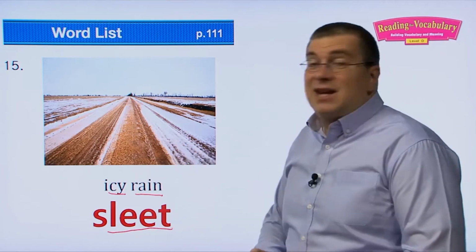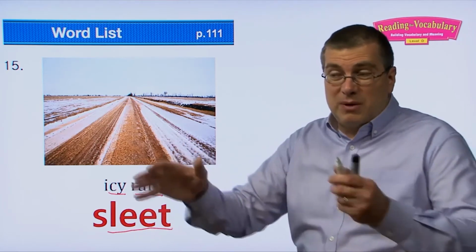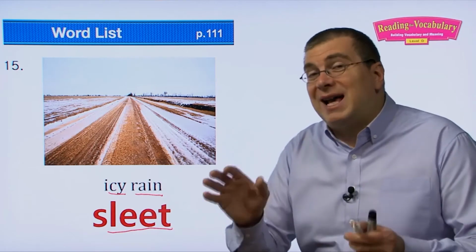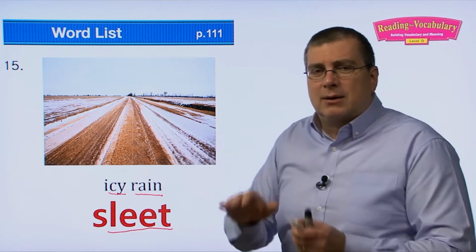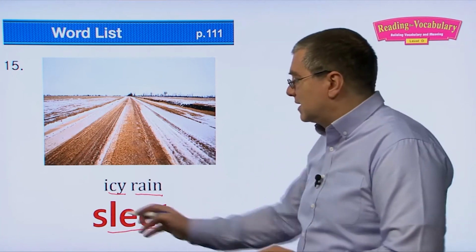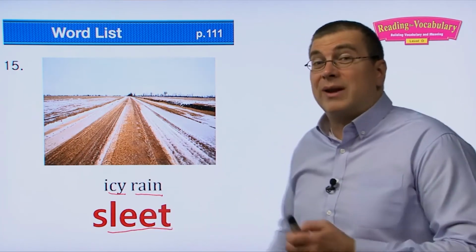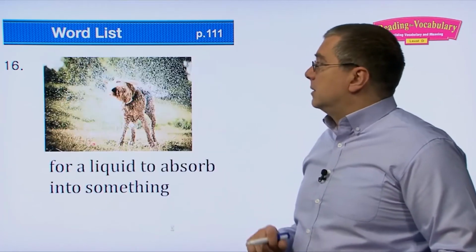Now sleet is dangerous because on the roads we have to be very careful because as you know, ice is slippery, right? So you have to be careful when it's sleet outside. You also have to be careful when you're walking. Okay, next one.